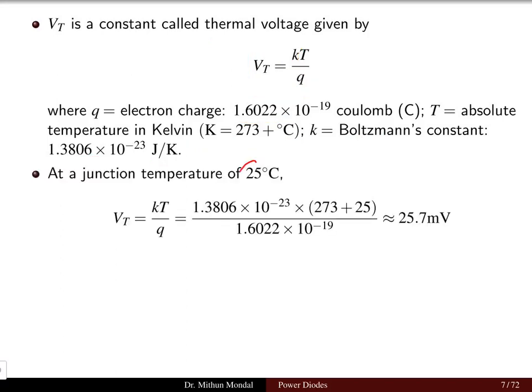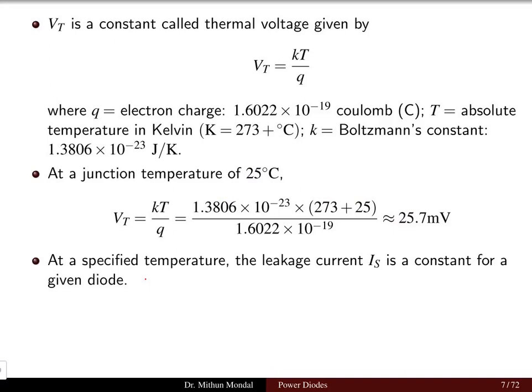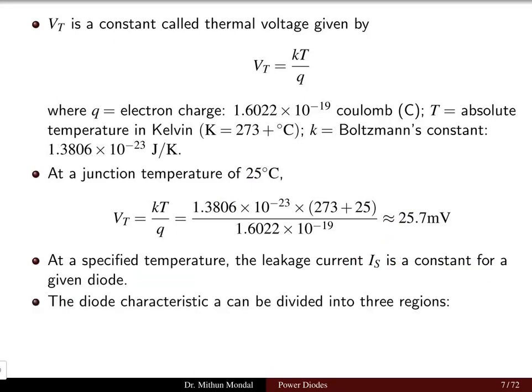Now for an example, if the temperature is room temperature, that is 25 degrees centigrade, or the ambient temperature, then if we substitute the values of k, the temperature, the charge on the electron, and the constant for converting to Kelvin, we get 25.7 millivolt. So this thermal voltage is normally equal to 25.7 millivolt under the normal or ambient temperature. At any other specified temperature, the leakage current is a constant for a given diode. Leakage current will always be a constant, and these diode characteristics can be divided into three important regions.